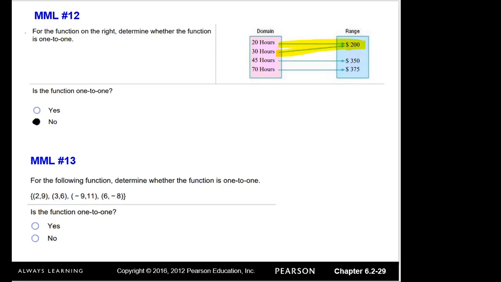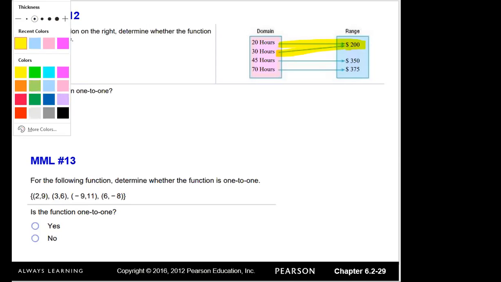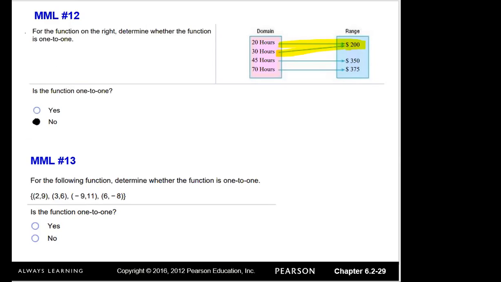That's 2-to-1. The next one, for the following, determine if the function is 1-to-1. All you have to do is look at your x coordinates. They are 2, 3, -9, and 6. Those are all different. And then look at the y coordinates. 9, 6, 11, and -8. They are all different. So yes, it's a function. It's 1-to-1. There's no repeat.